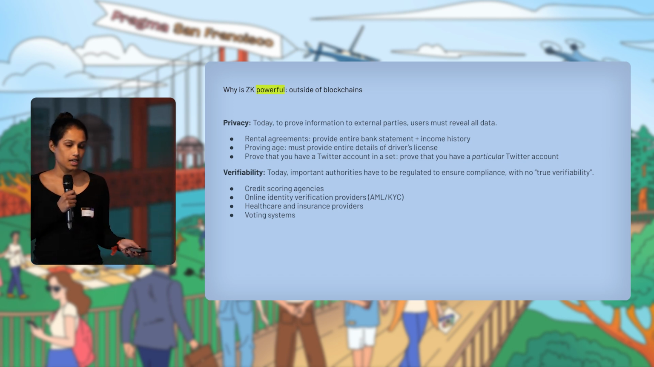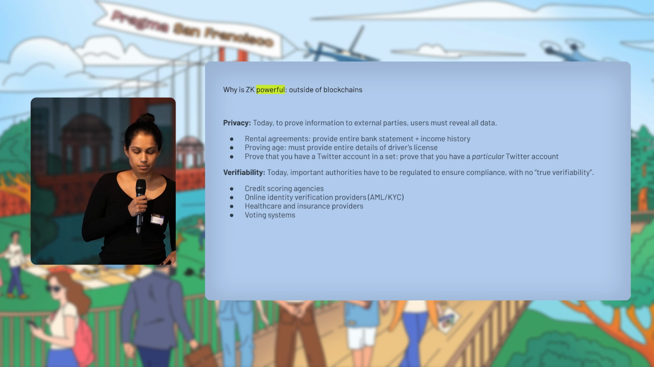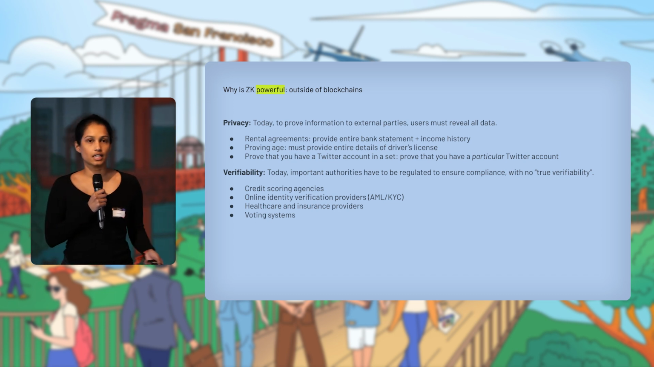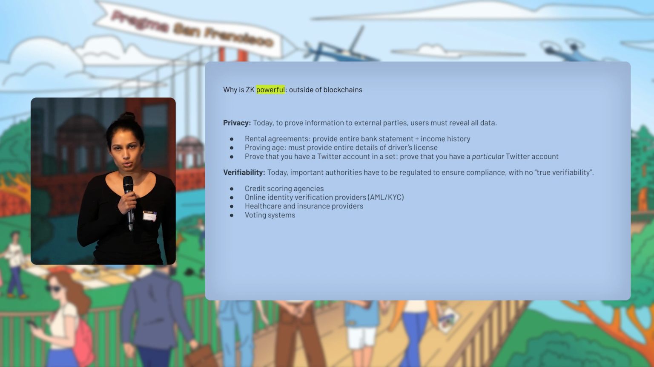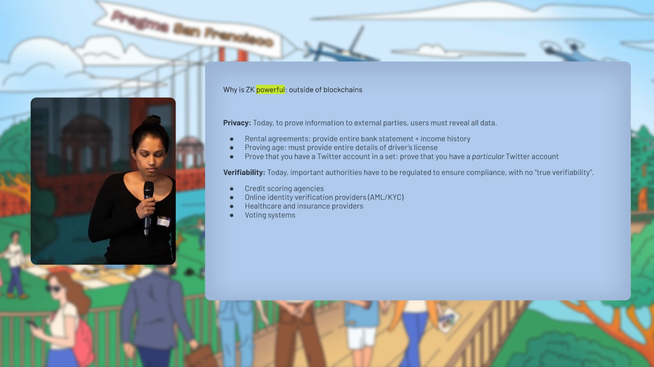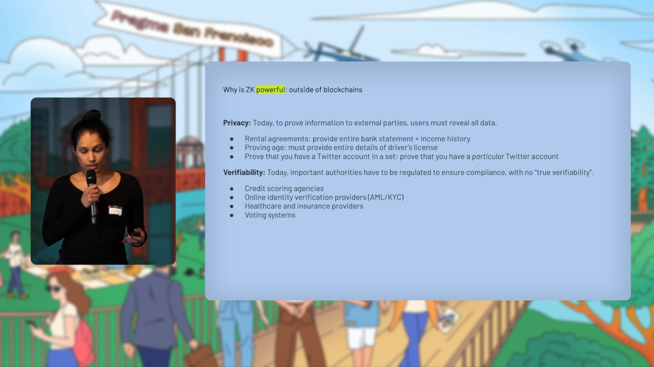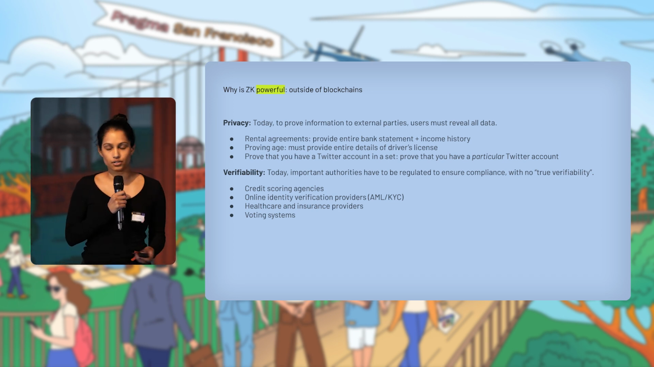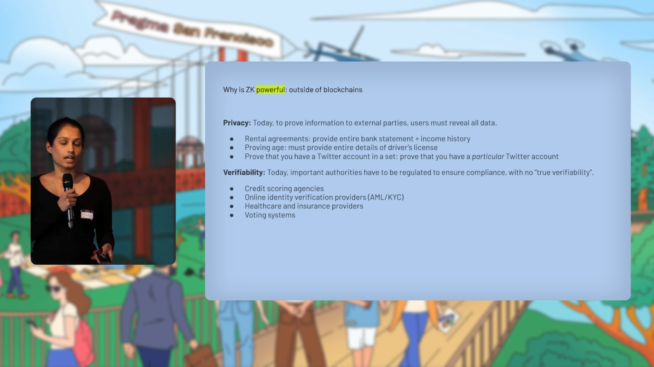Similarly, for proving age, on any internet system, you have to provide all the details of your driver's license or passport, and with ZK, you could just prove that your age is over 21 or over 25 without revealing your exact birth date. And then finally, whenever you want to log into a system and prove that you have some sort of Twitter account or any other social media account today, you have to actually provide access to your entire Twitter account and reveal exactly who you are.